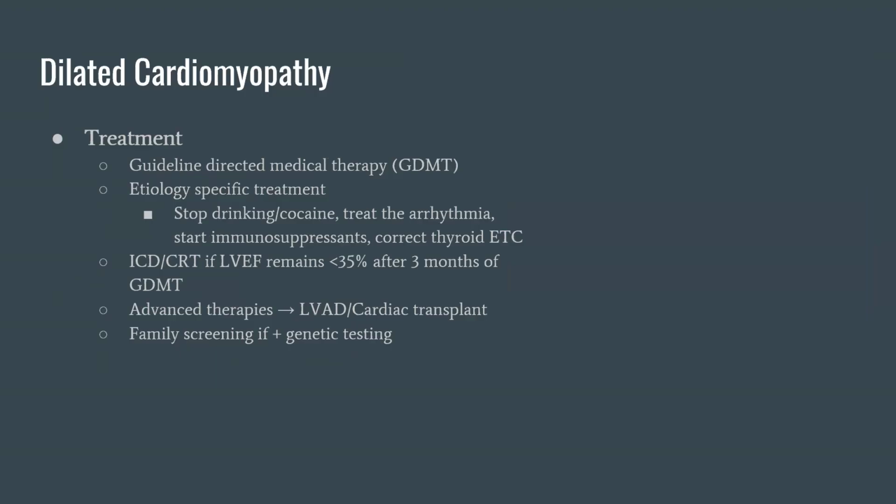The treatment for this is guideline-directed medical therapy, plus etiology-specific treatment. So if it was alcohol induced, stop drinking alcohol. If it was cocaine induced, stop doing that. Treat the arrhythmia, start immunosuppressants if it is autoimmune, and correct the thyroid, etc.